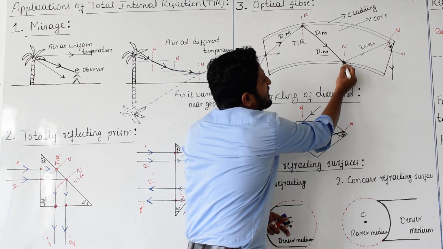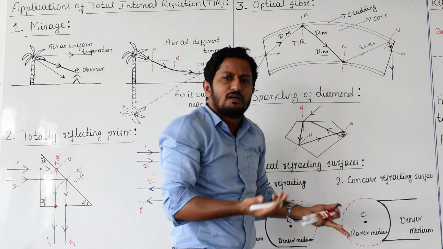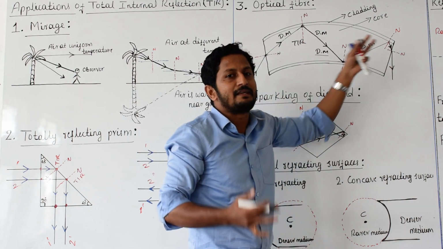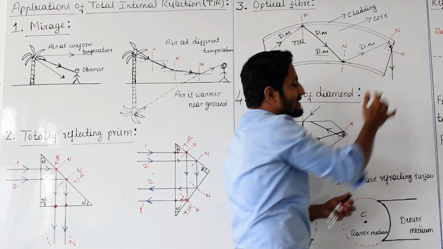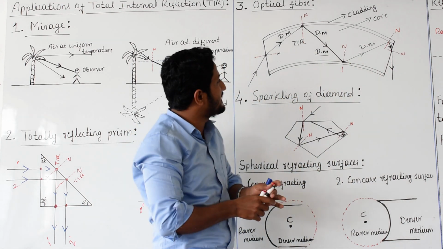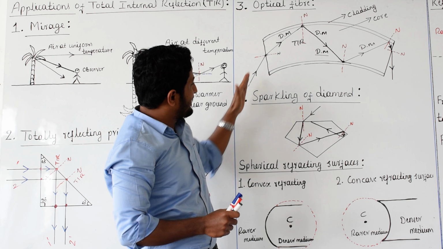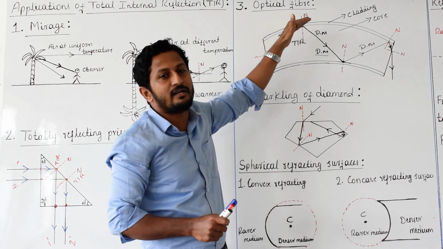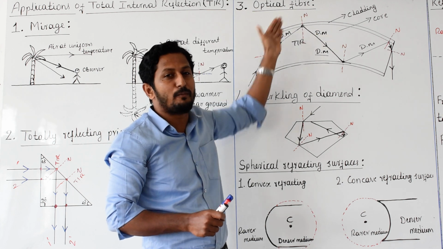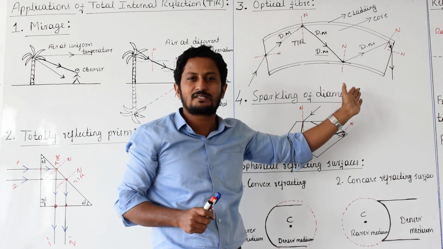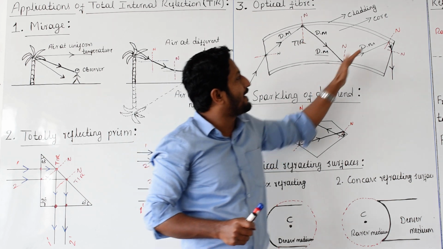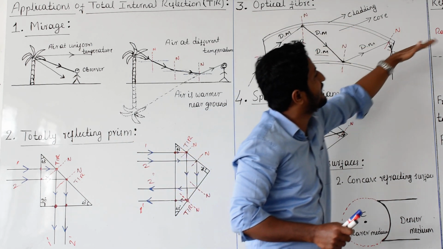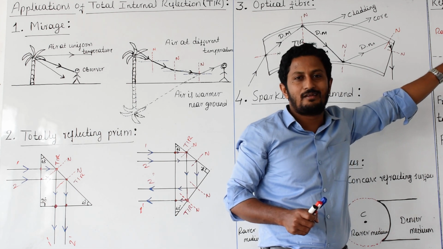At this point, same analysis. I draw one normal. Again it bounced back to the denser medium. Like this it is continuously happening. Are you getting? You see here. Thereafter, sending that light inside the core, it hits the top cladding, bounces back towards the bottom cladding, again bounces towards the top cladding. It keeps bouncing like this, like a ball.